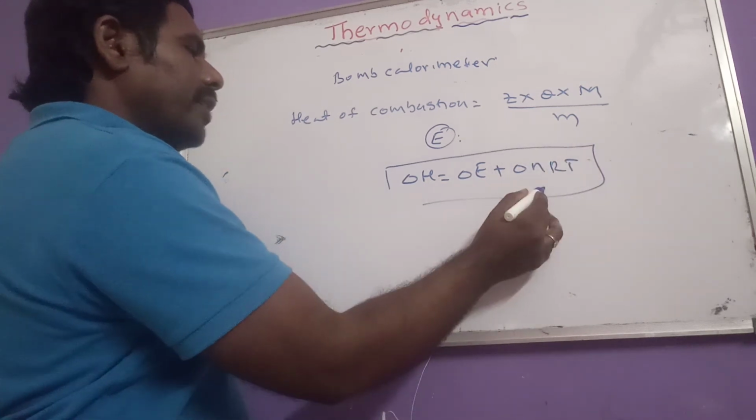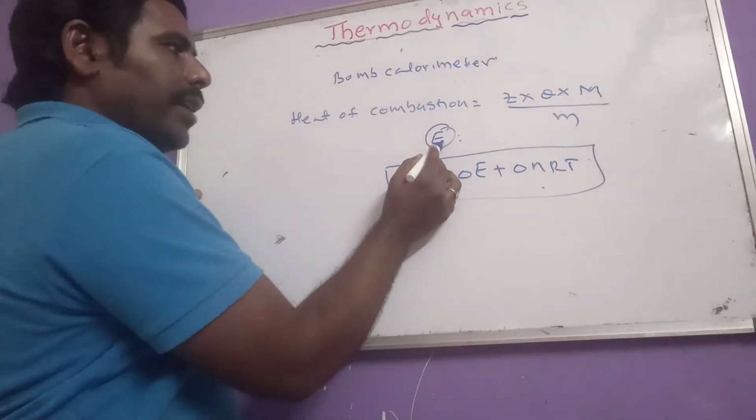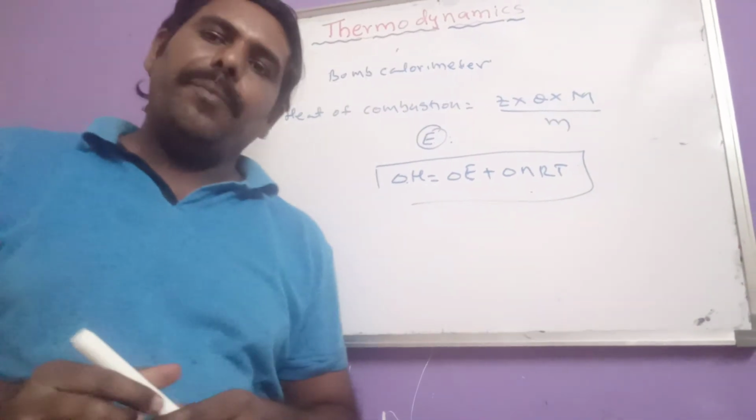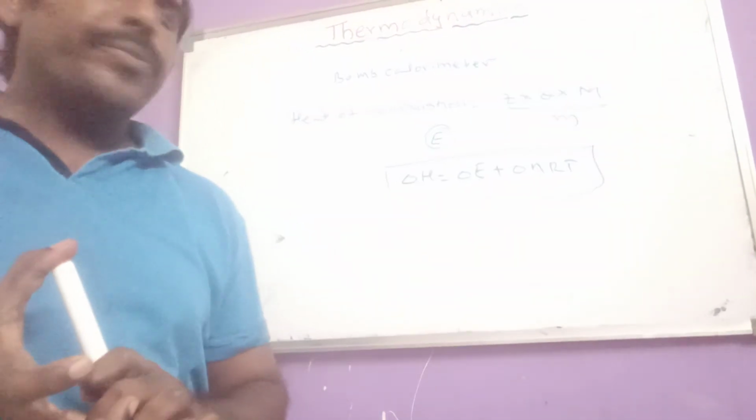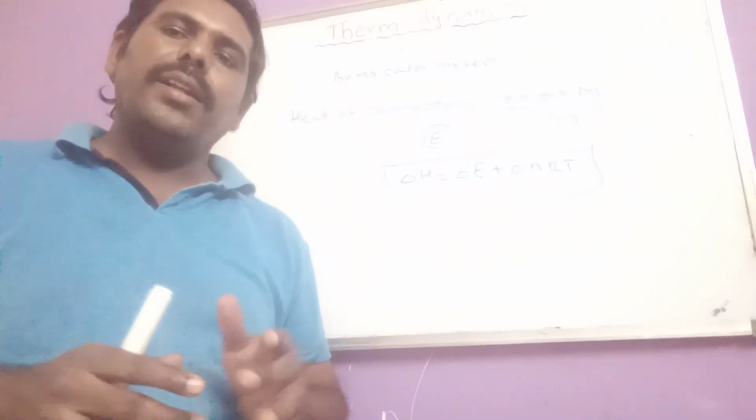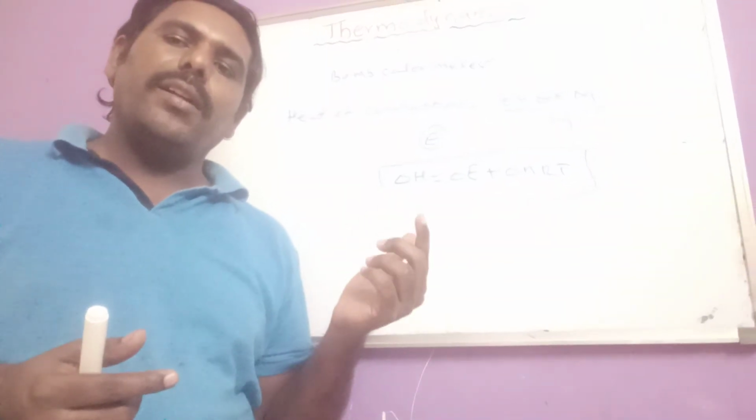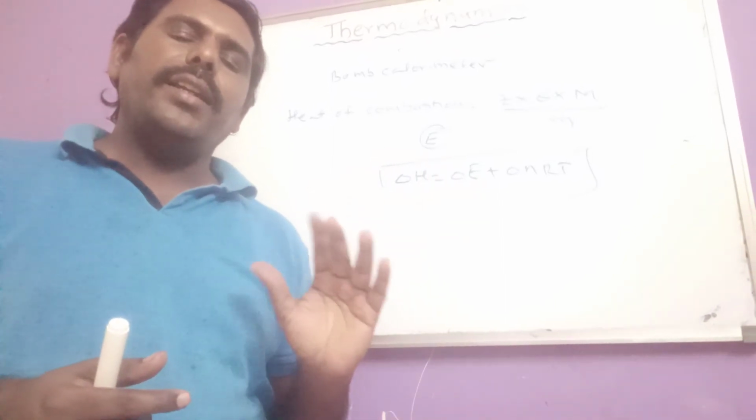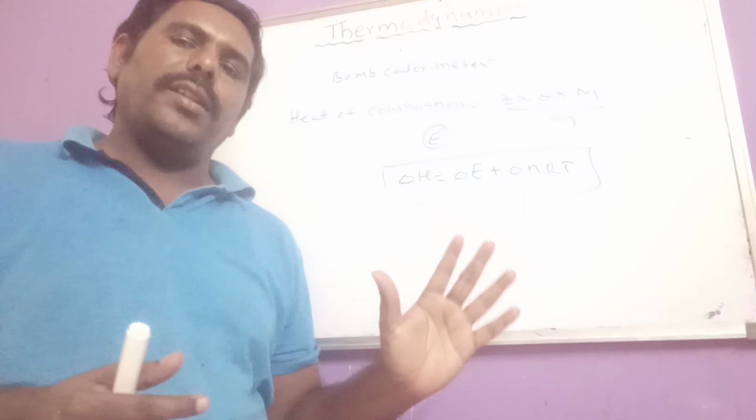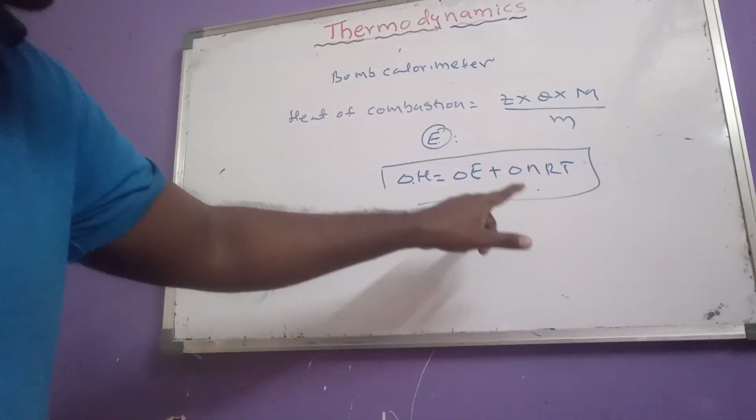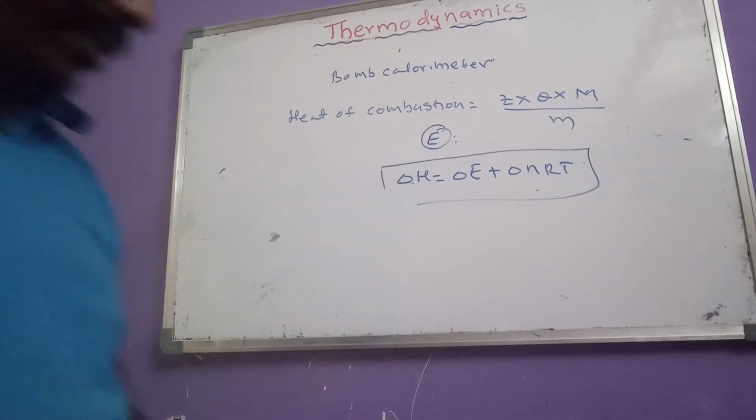By using this equation, let us convert this internal energy to enthalpy. That is one important thing, because a bomb calorimeter is a closed vessel. That means the heat content of that system comes under internal energy but is not equal to enthalpy. So using this equation, let us convert that internal energy to enthalpy.